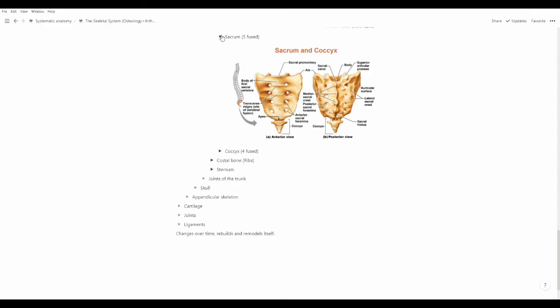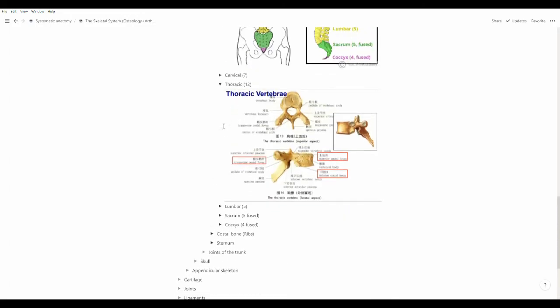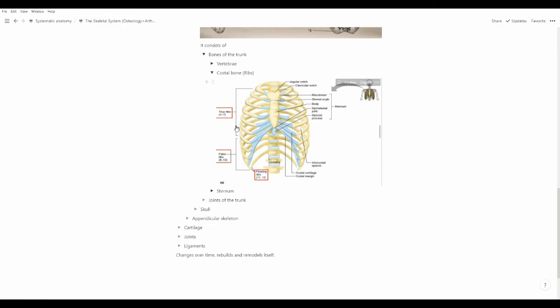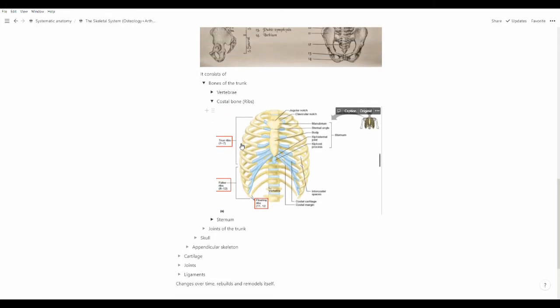Okay, now that takes me to another smaller idea which I want to get into, which is the costal bone. The costal bone, another name for it is the ribs. Very, very familiar with it, very simple. The ribs, that's just how the ribs look like.